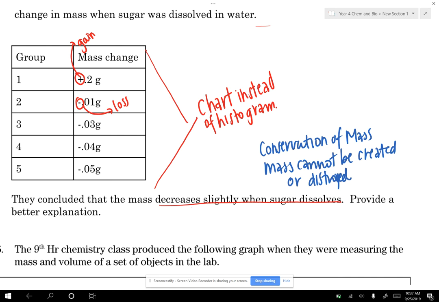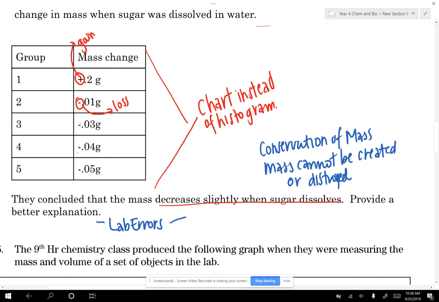just going to disappear. So we have to provide an explanation on why we see a change of mass when we're putting sugar into water and dissolving it. In this case, we're looking at lab errors. So where are ways that people can screw up?